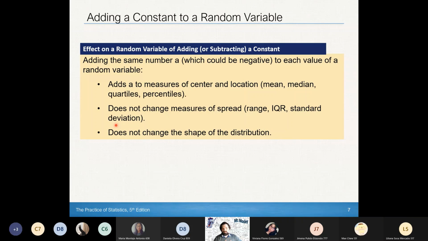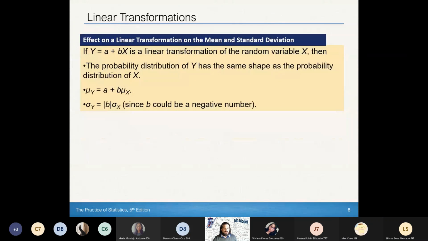And that's because of the reasoning we just showed. And again, it does not change the shape of the distribution, which we saw by just comparing the histograms. So then, between multiplying, dividing, adding, subtracting, we have linear transformations.